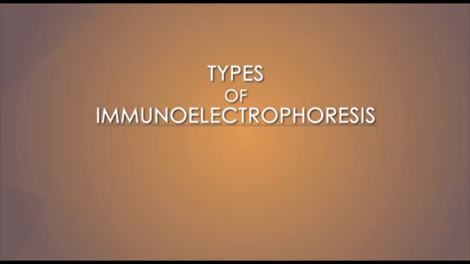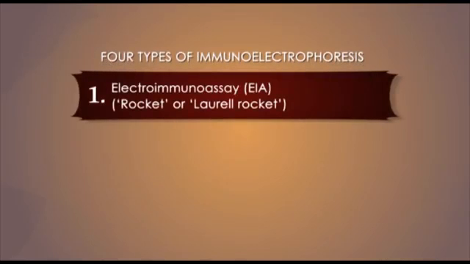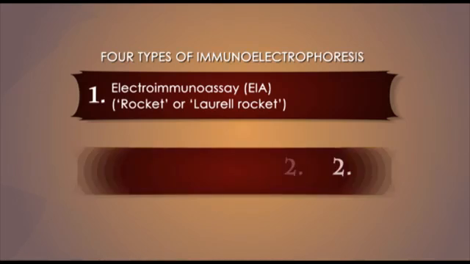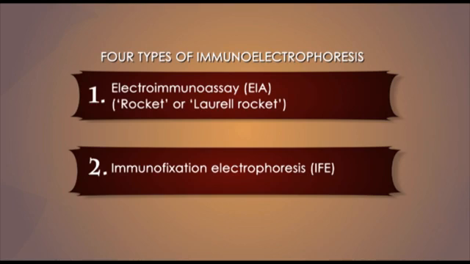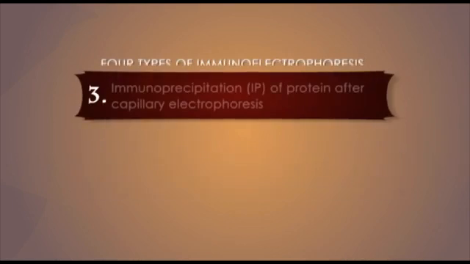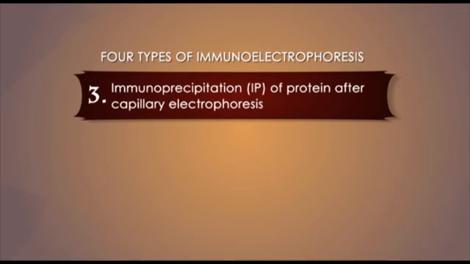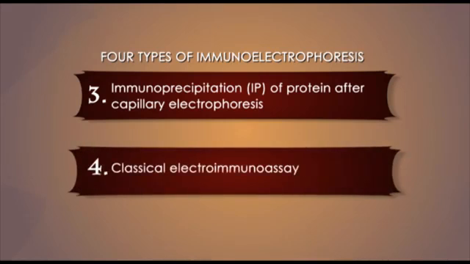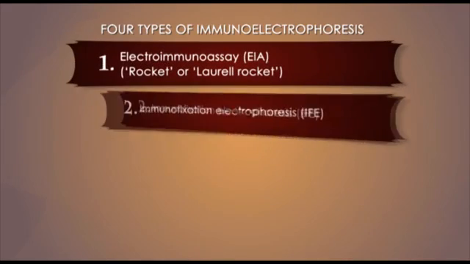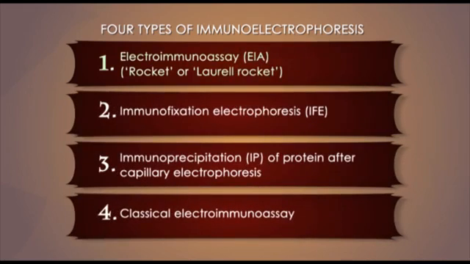Types of immunoelectrophoresis. There are 4 types of immunoelectrophoresis. First, electroimmunoassay, also called rocket or Laurell rocket. Second, immunofixation electrophoresis. Third, immunoprecipitation of protein after capillary electrophoresis. Fourth, classical immunoelectrophoresis. So, number 1, electroimmunoassay, which is also called rocket or Laurell rocket.